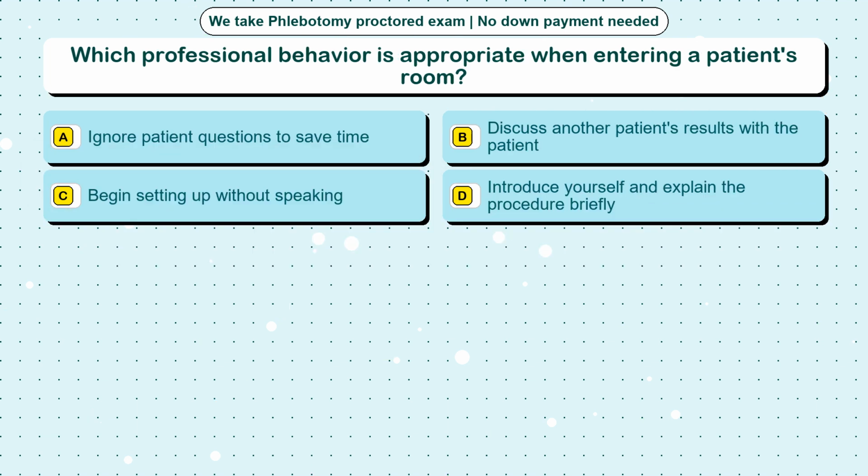Question 4. Which professional behavior is appropriate when entering a patient's room? Option A. Ignore patient questions to save time. Option B. Discuss another patient's results with the patient. Option C. Begin setting up without speaking. Option D. Introduce yourself and explain the procedure briefly.